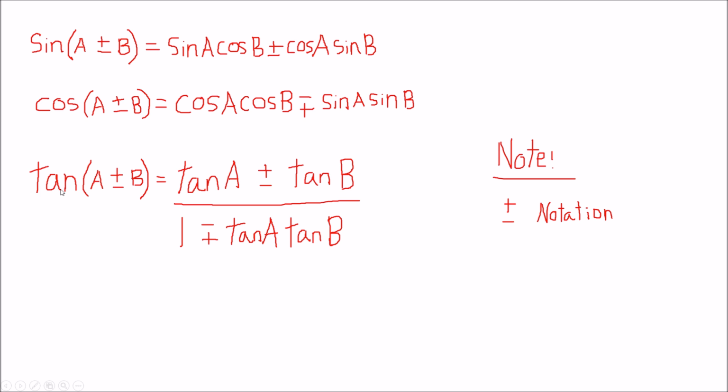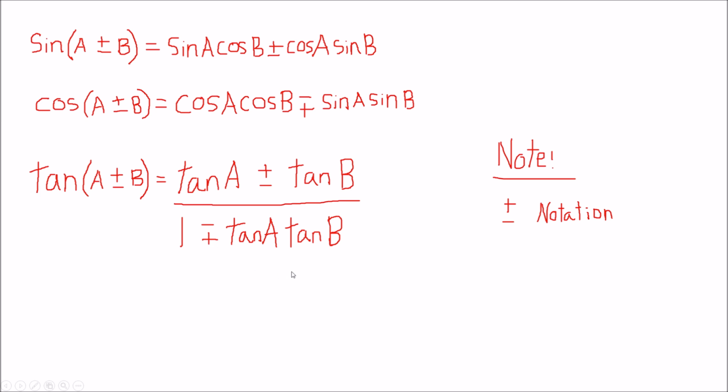For tan, the way I look at it is, whatever's in the bracket here, so if you have a plus, the same part on the top of the fraction has a plus, and the bottom is always opposite. So if you have A minus B here, the top is the same, so it'll be a minus, and the bottom is a plus.